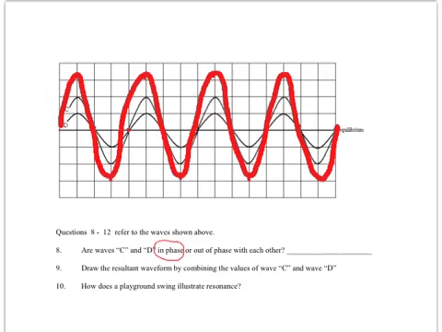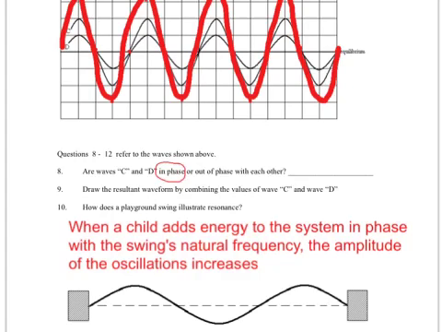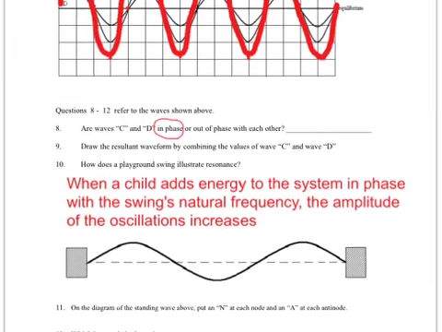Let's look at our next one here. Alright, so how does a playground swing illustrate resonance? Well, when a child adds energy to the system in phase or in time with the swing's natural frequency, then the amplitude or the size of the oscillations increases. You don't have to say it quite that way, but that's the basic idea. If you move your legs in time with its natural frequency, it's going to swing further. In other words, its amplitude is going to increase.